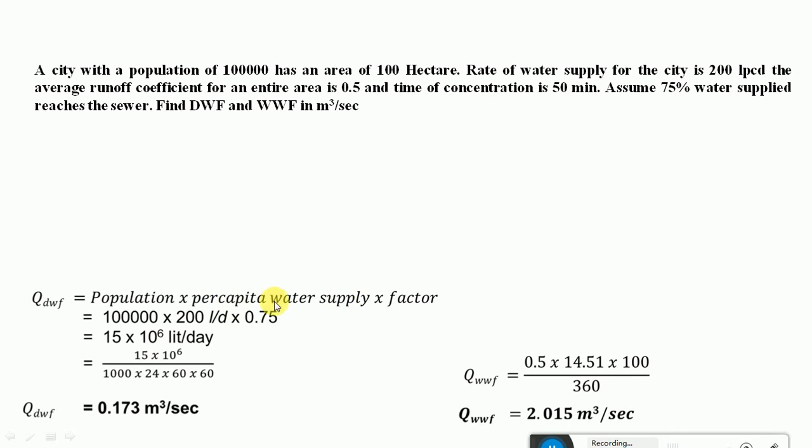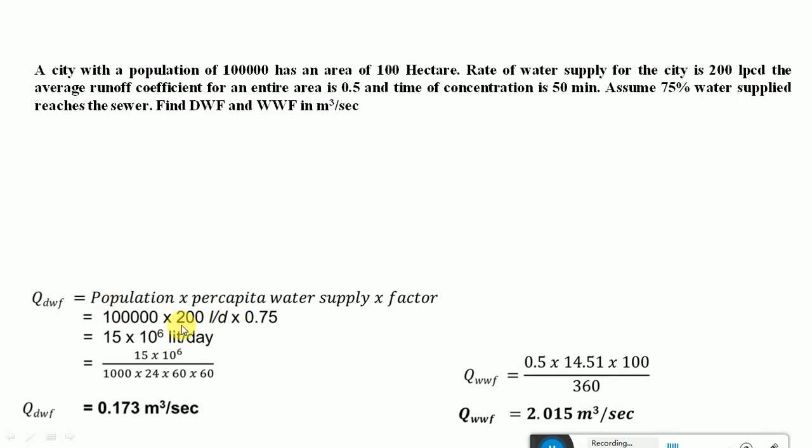Okay, so in our water supply systems, to obtain the total water supply we multiply the rate of water supply with respect to the population. Similarly here, we will multiply the population into per capita into the percentage. To estimate the sewage, in the problem itself it is given that 75% of the water supply will reach the sewer. So here we are multiplying the population, that is 1 lakh, into 200 liters per day. This will give you the total water supply.